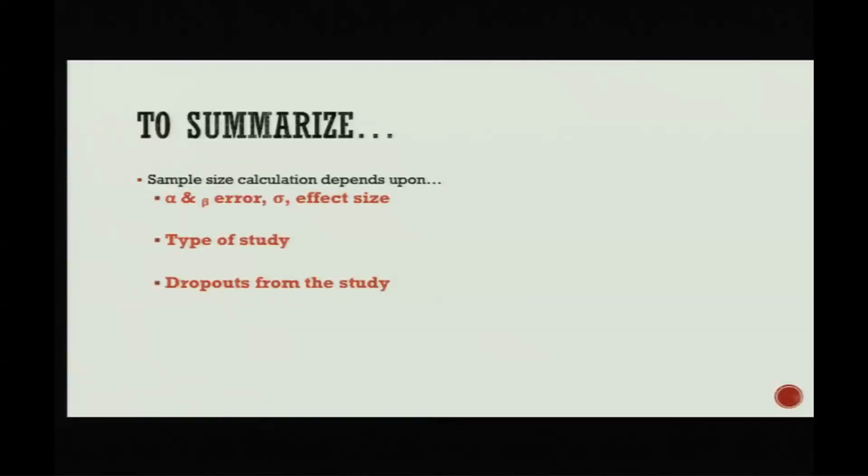So to summarize, the sample size calculation depends on alpha error, beta error, and the effect size. It also depends on the type of the study and the dropouts from the study as well.